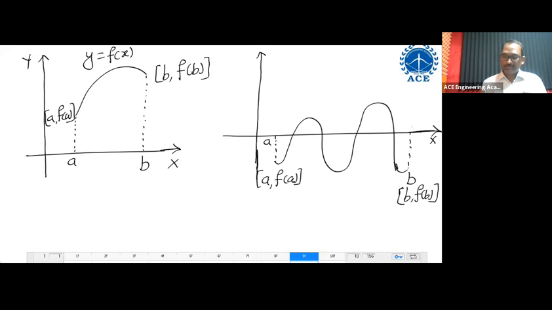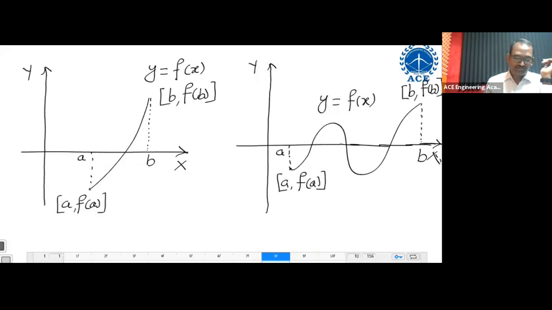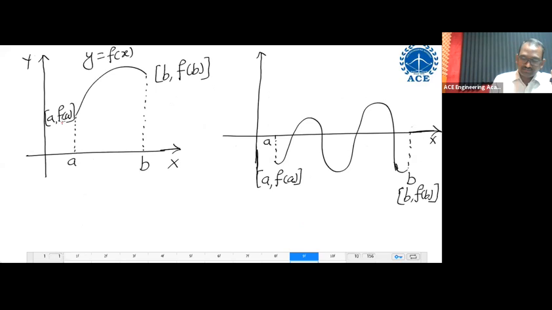Listen to me, everyone. This is the first quadrant. In the first quadrant, y coordinate is positive. This is the fourth quadrant. In the fourth quadrant, y coordinate is negative. Similarly, next, in the first quadrant, y coordinate is positive, and in the fourth quadrant, y coordinate is negative.